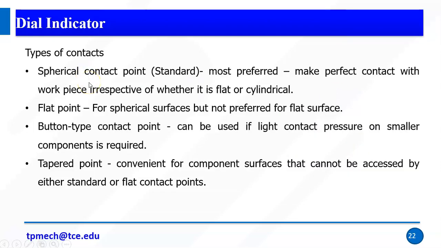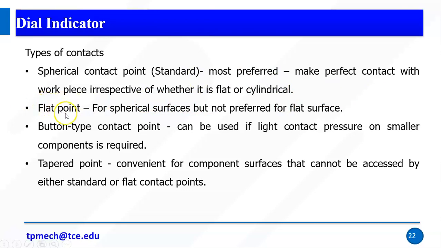The contact point plays a major role. It may be spherical, flat, button type, or tapered point. Spherical is similar to our ballpoint pen, right? The point is like a sphere. It is the standard one, the most preferred one. It makes perfect contact with the workpiece, irrespective of whether it is flat or cylindrical.